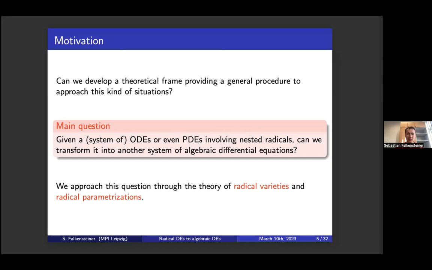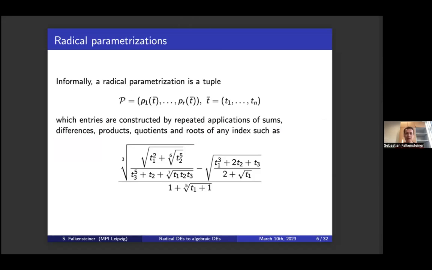Okay, and for this, we start by... Okay, so are these radical expressions involving only the coefficients, or did it also involve the unknown y? We will come to this. Okay, thank you. Okay, so first we start with the notion of radical parametrizations.